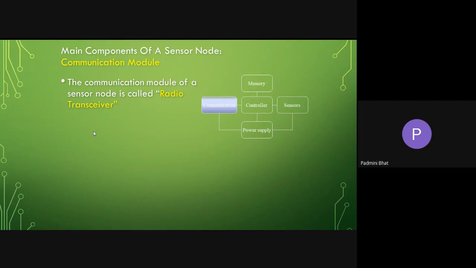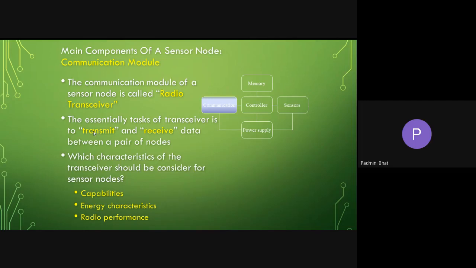Now coming to the second one, communication module. Okay, the communication module of a sensor node is also called a radio transceiver. Okay, transmitter as well as receiver. Radio is radio frequency, the frequency in which you work. Essentially, the task of the transceiver is to transmit and receive data between a pair of nodes, or from a single node to the main controller.